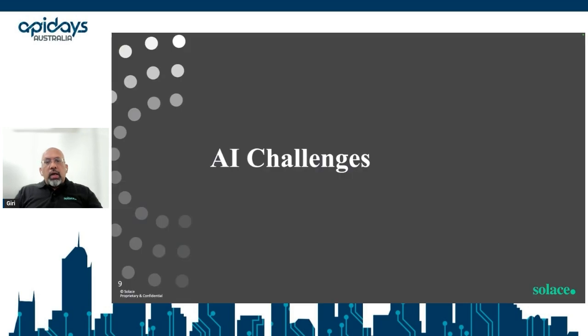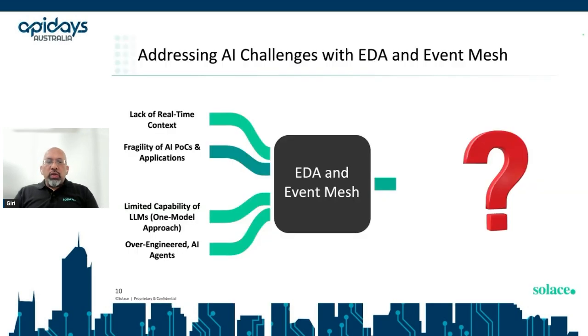Okay? Of course, AI has challenges, and let's look at how EDA comes in to rescue, mitigate some of these challenges. What you see here is a lack of real-time context, fragility in AI applications and POCs, limited capability of one model approach, over-engineered AI agent. These are some of the issues, right?